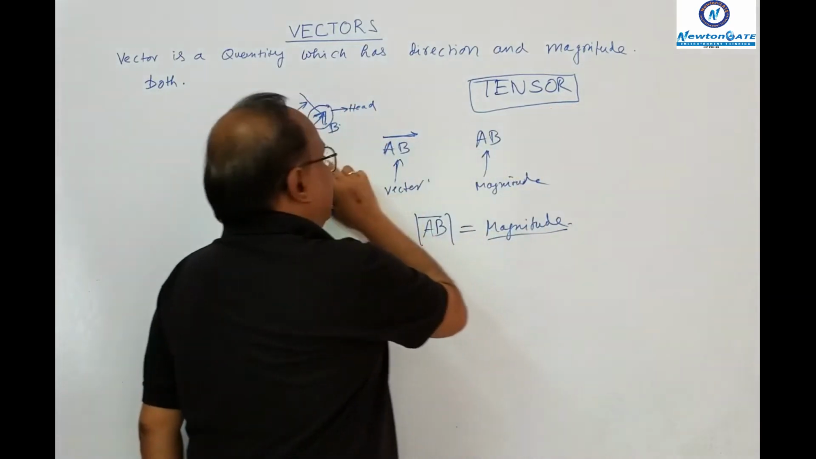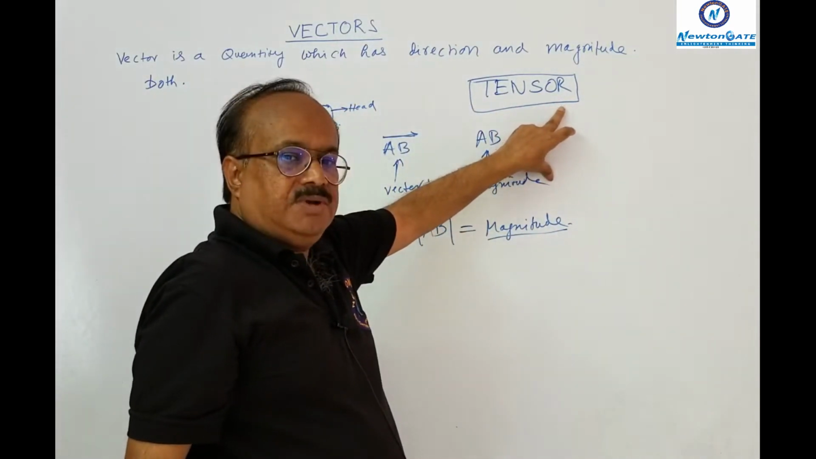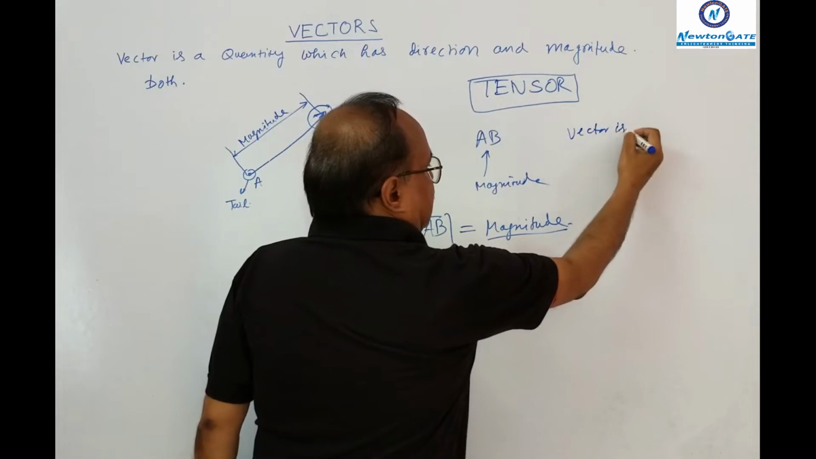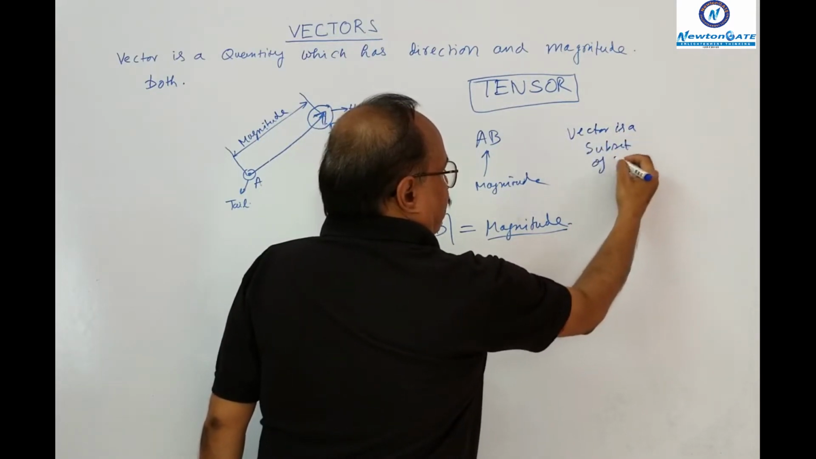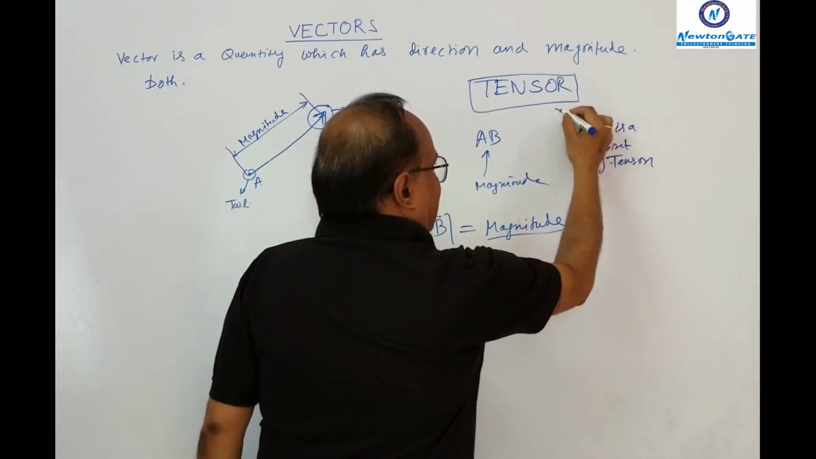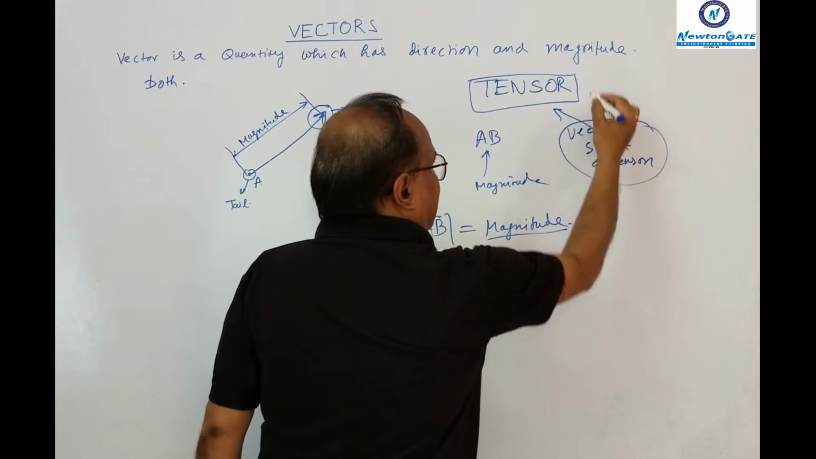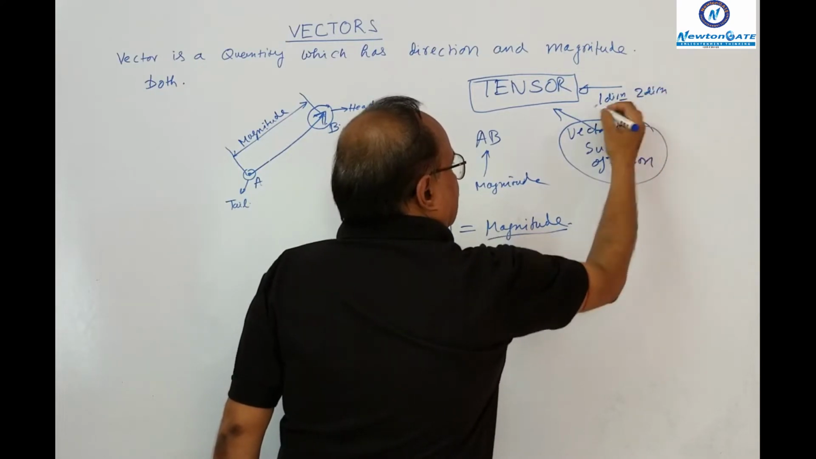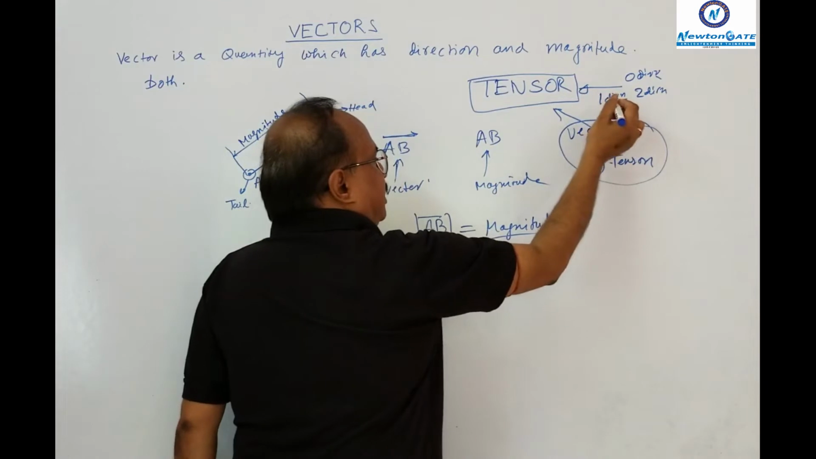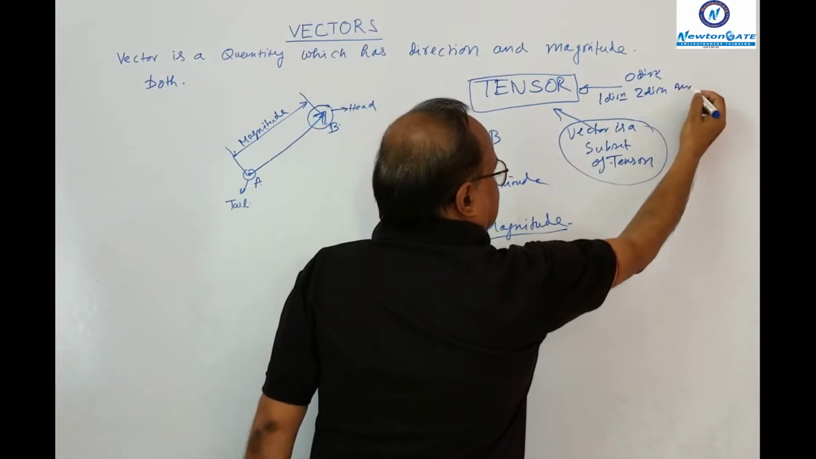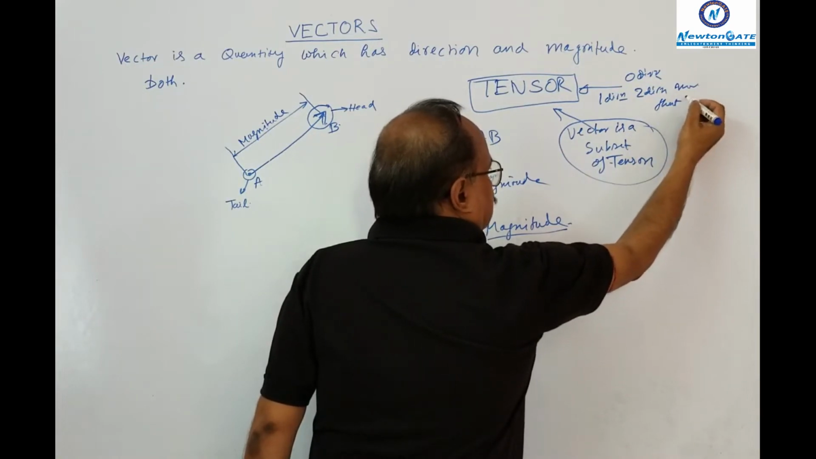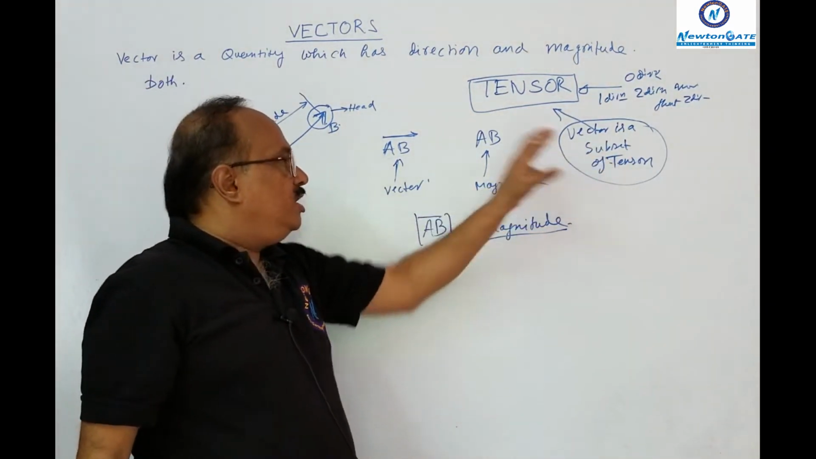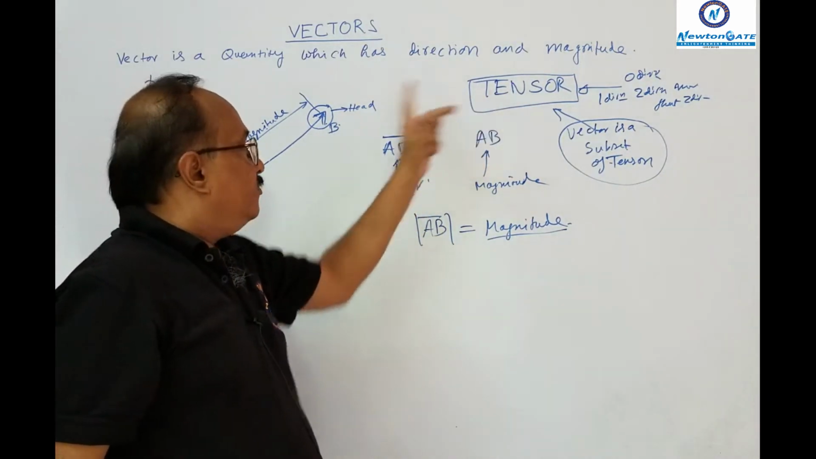So that means a vector is a subset of a tensor, remember it. A tensor can have more than one direction. It can have one direction, two directions, zero directions. That means a scalar quantity is also a tensor, and it can have more than two directions, multiple directions. So a tensor can have a lot of directions, but a vector has only one direction and one magnitude. So remember, a vector is a subset of a tensor.